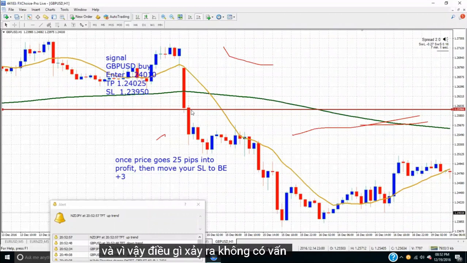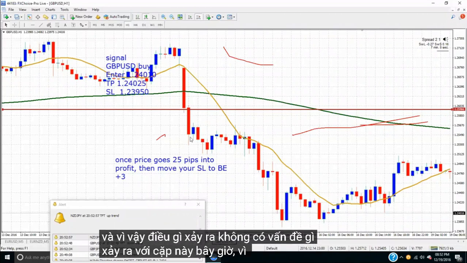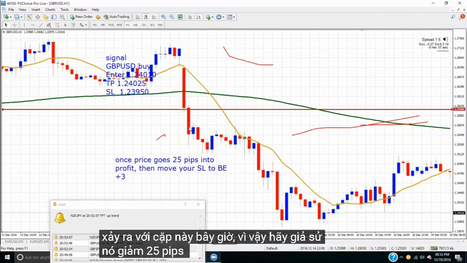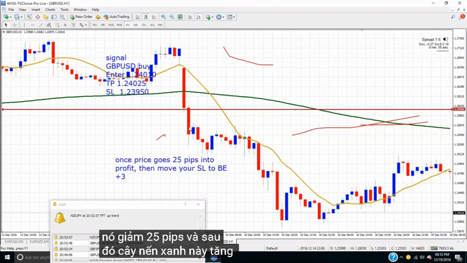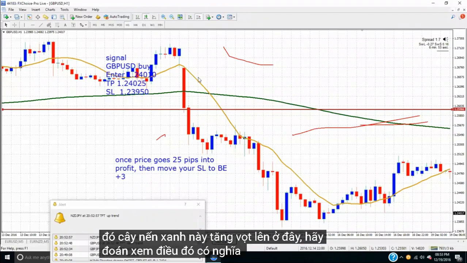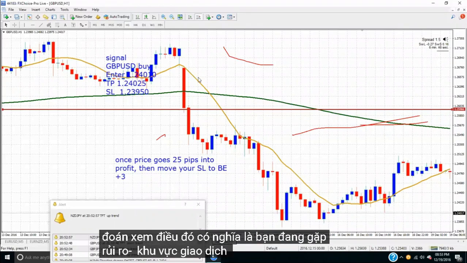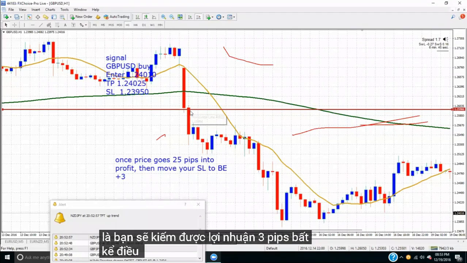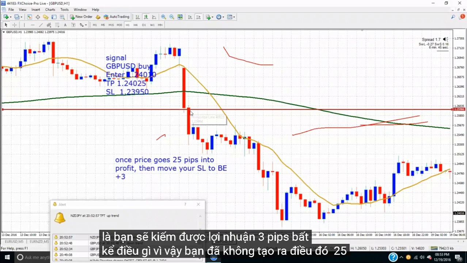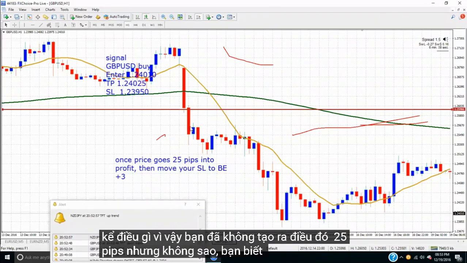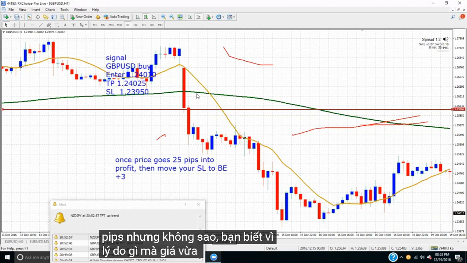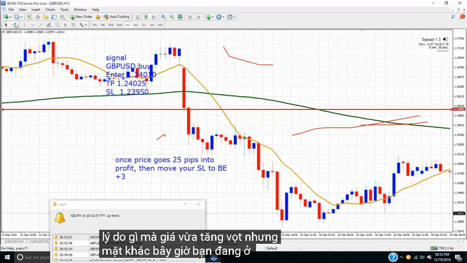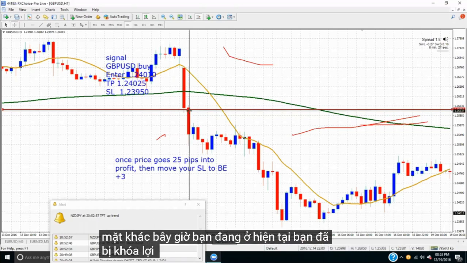And so what happens is, no matter what happens with this pair now, say for instance it came down 25 pips and then this blue candle shot up here. Well, guess what that means? You're now into risk-free trading zone. That means that you will have made 3 pips profit no matter what. So you didn't make that 25 pips, but that's okay. For some reason price just shot up. But on the other hand, now you've got profit locked in, and now price is moving.